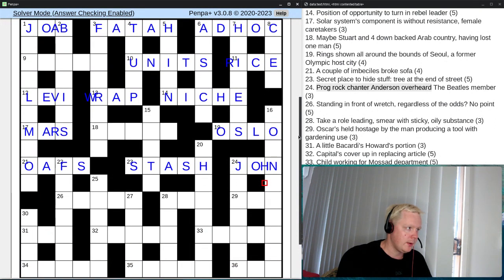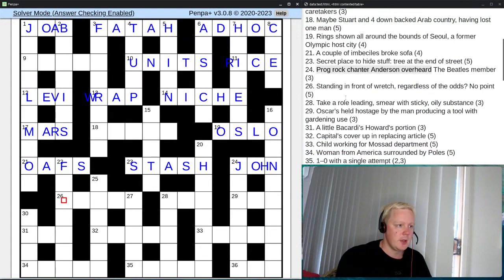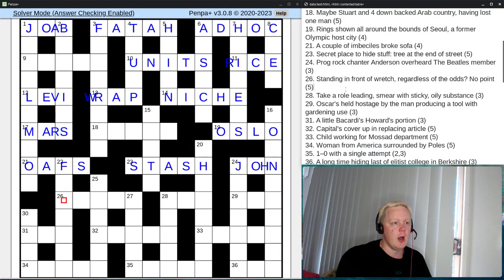Scroll down here. That's about right. So we have 26. Standing in front of wretch, regardless of the odds, no point. Regardless of the odds is not referring to gambling here or chance or anything like that. The odds of a word are the odd numbered letters, the first, third, and fifth, and so forth. So if we took the word wretch and look at it regardless of the odds, we don't take the odd numbered letters, we only look at the even numbered letters. That would be R, T, and H.